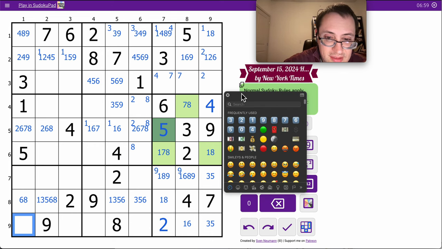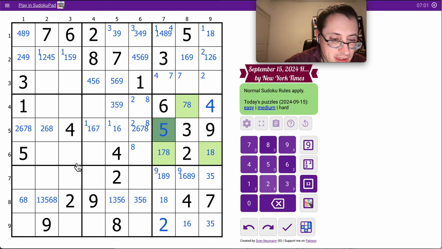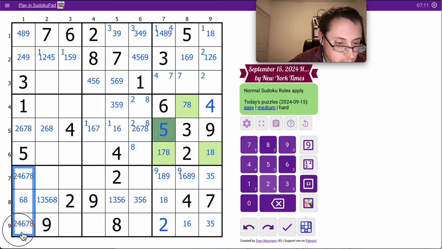Let's see. Okay, let me eliminate the emoji keyboard. This sees all odd digits of 7. And then evens, but 2 is out of both of these, and 8's out of that one.